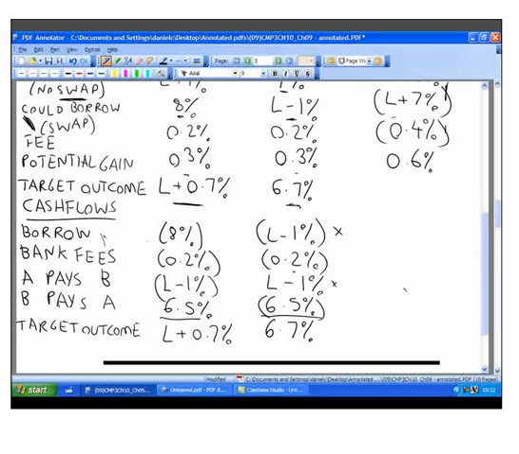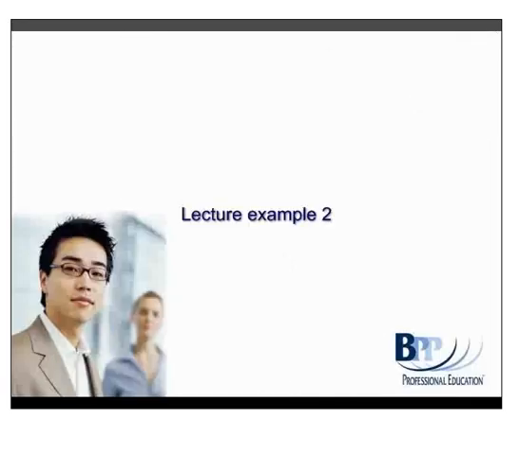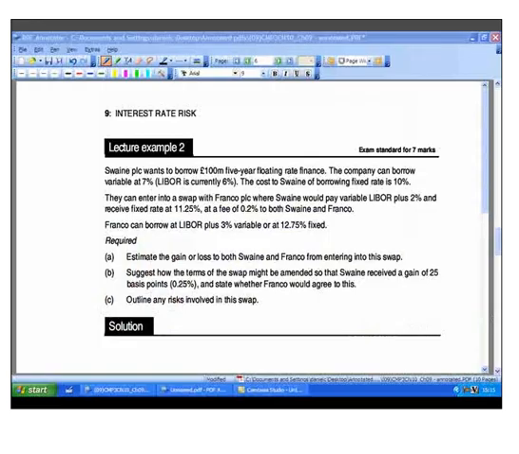Okay, now that we've worked through a full example, have a go yourself at lecture example 2, where again we've got some information about companies that are entering into a swap. Now be a little bit careful with this one, because in this example, it does not state that the benefits are going to be shared equally. In fact, what you're given in the text of the lecture example is the terms of the swap. So you need to calculate how much each is going to benefit from the swap. And I'll give you a clue, they do not benefit equally in this particular swap.